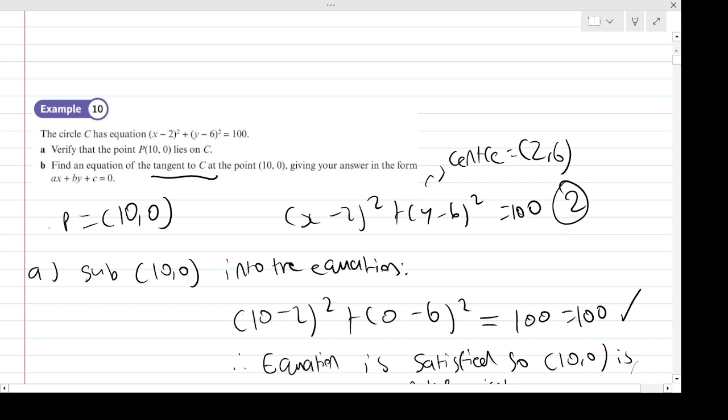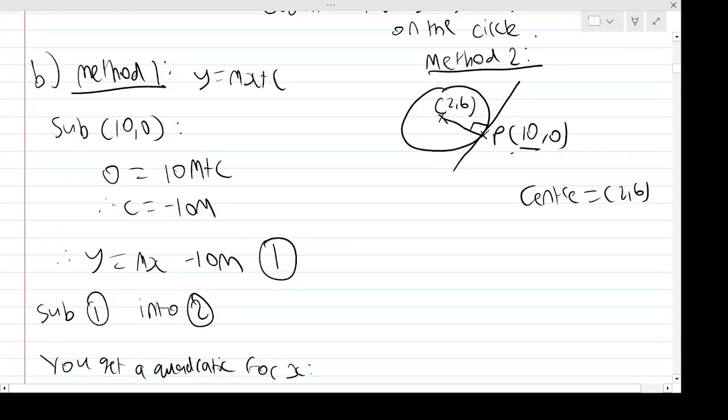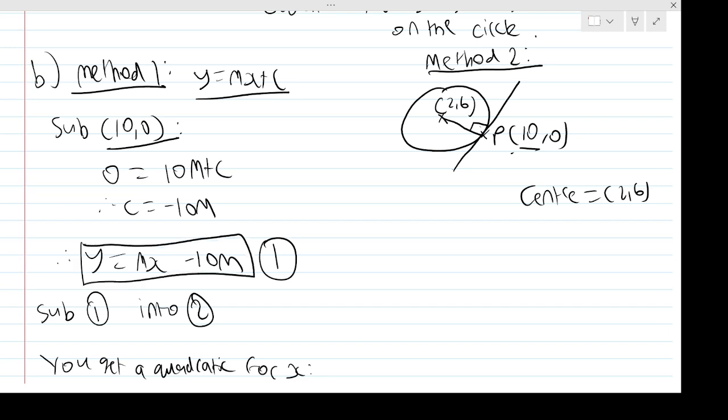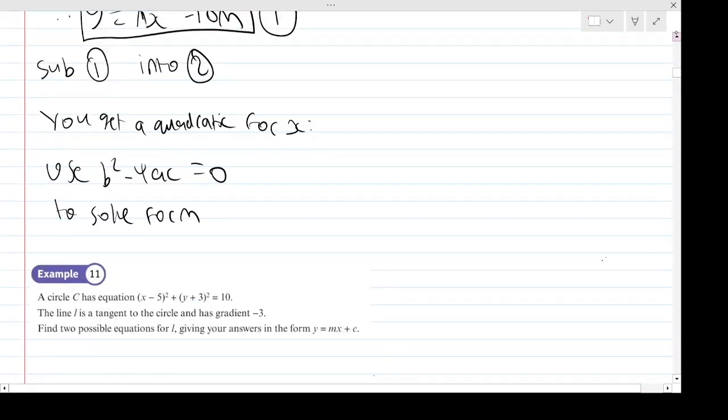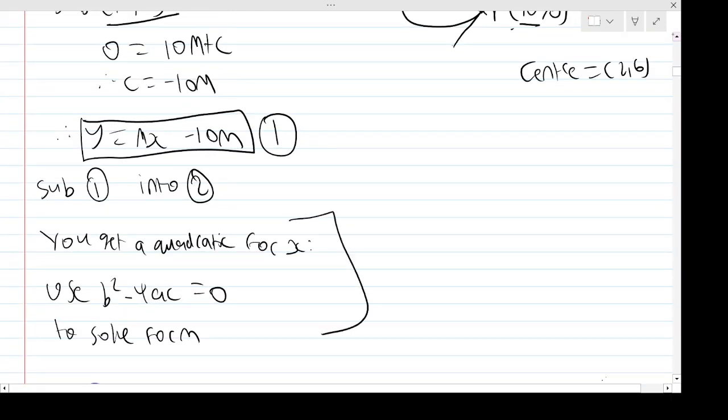So you might think, what if I do the substitution method, like we saw in the last video, where you equate the line and the circle together to find a missing number. You could, because you could substitute (10, 0) into y = mx + c to get the equation of the tangent, and then substitute that into the circle equation, and then you do the normal process to find m. So then you consider the discriminant equal to 0. So I've outlined the sort of method.